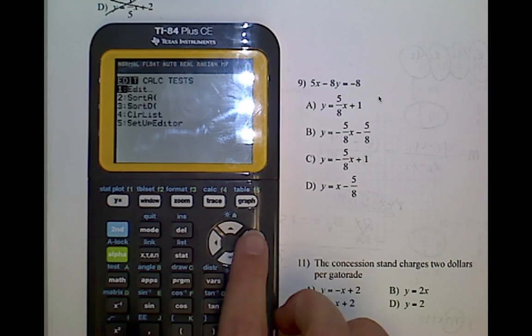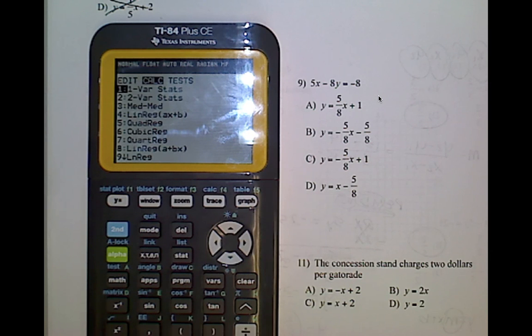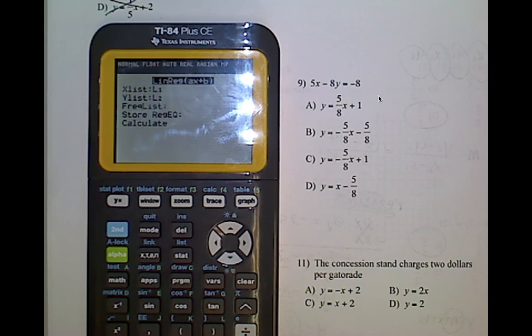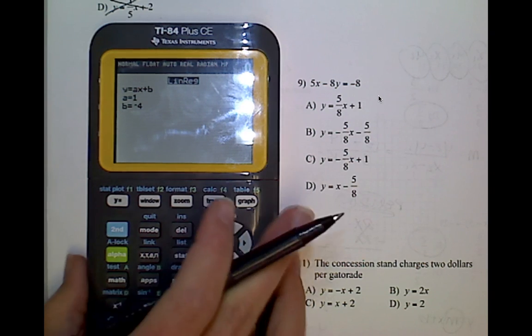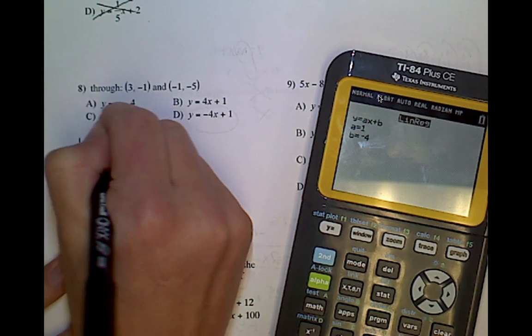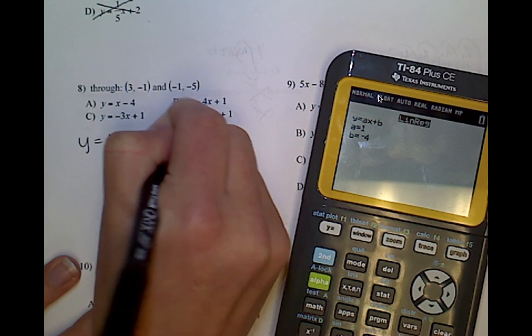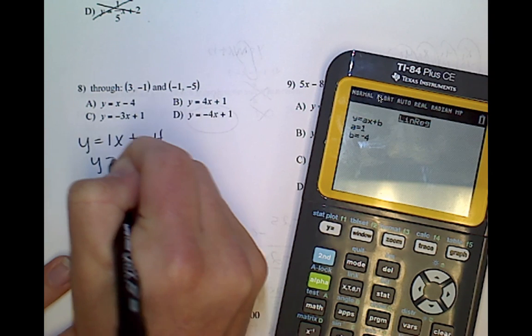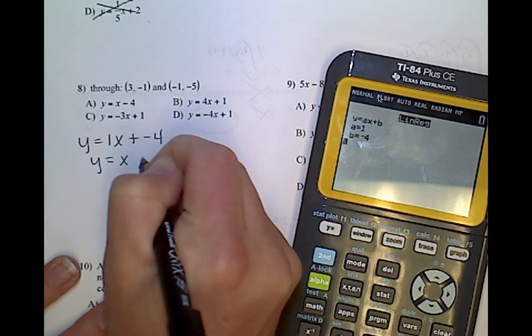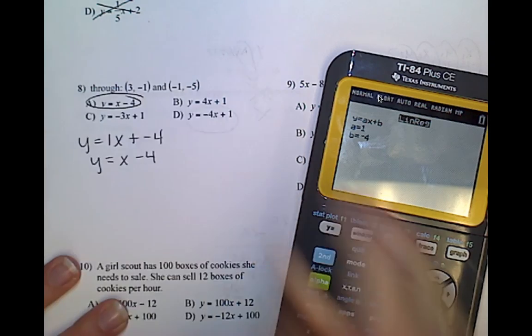We go to the Stat button, Calc, number 4, which says LinReg or ax plus b. X's are coming from list 1, Y's are coming from list 2, so we press enter a bunch. It's going to tell me my slope-intercept form is y equals 1x, because we replace a with 1, plus -4, because we replace b with -4. So y equals 1x plus -4, which is the same thing as x minus 4, which is answer choice A.